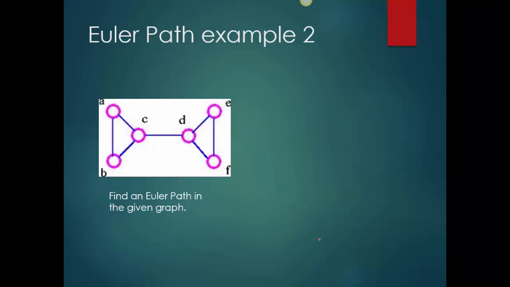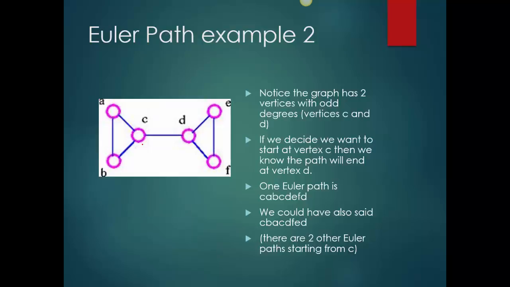So here I gave you this graph, and I said, well, let's find an Euler path. Same thing I should do every time. I should say, well, let's look at the degrees of each one of them. So I can see this is 2, 2, 3, 3, 2, 2. So the 3s, that's where I want to start. So I'll start at C and end at D, or I'll start at D and end at C. So I chose, how about we start at C?